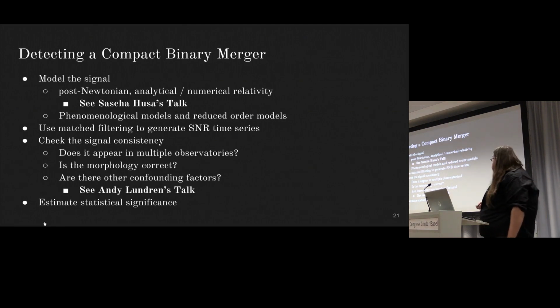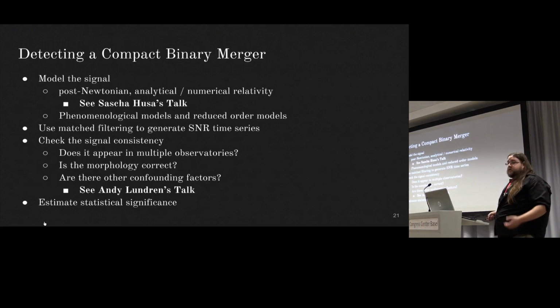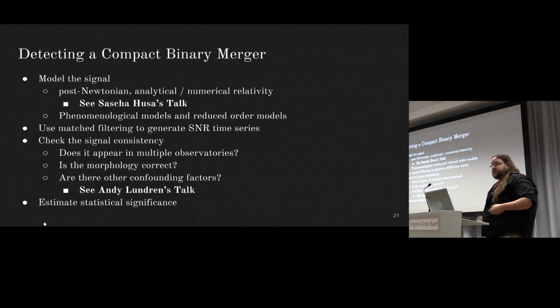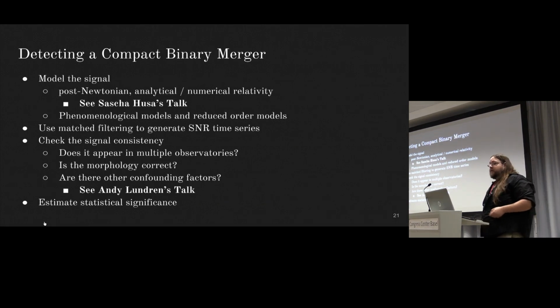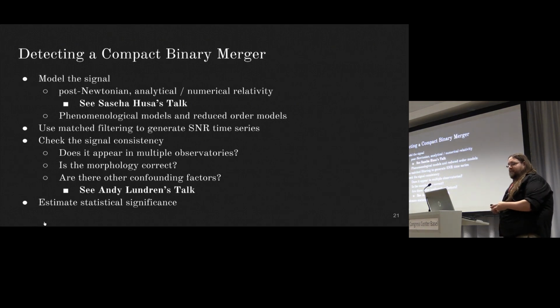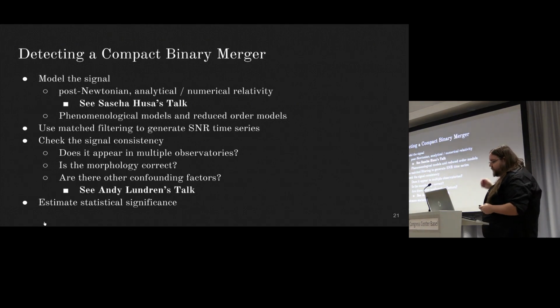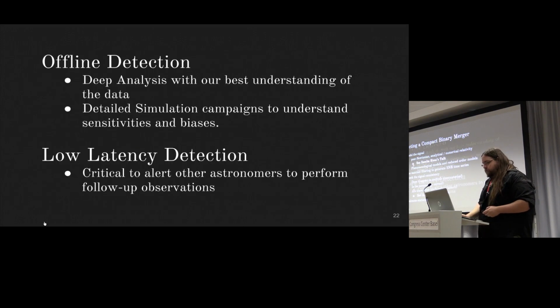And then, of course, we do a number of checks. I'm not going to cover a lot of these today. I'm going to focus on match filtering because that's where the core of the computational cost is. But just to give you an idea of things that we actually look for, we check that we see signals in multiple observatories. We check for consistency between the observatories. We check that the signal we're seeing has the right morphology of a real signal. And we look for other confounding factors. Andy in his talk will talk about a number of things that can possibly go wrong and ways we deal with that. And, of course, we need to estimate the statistical significance.